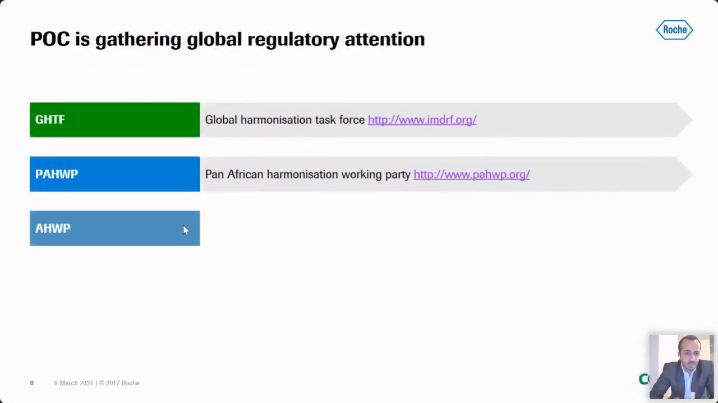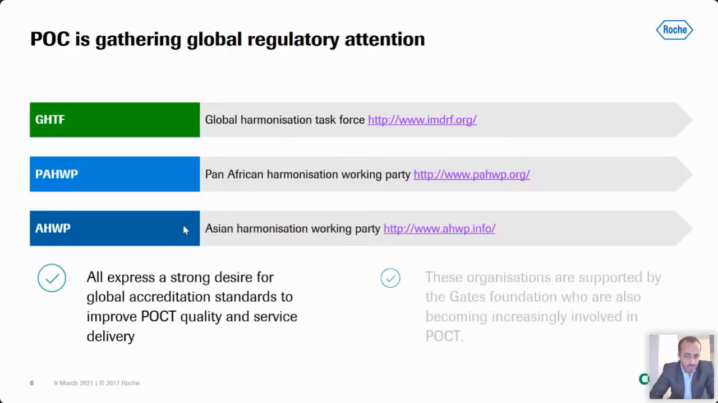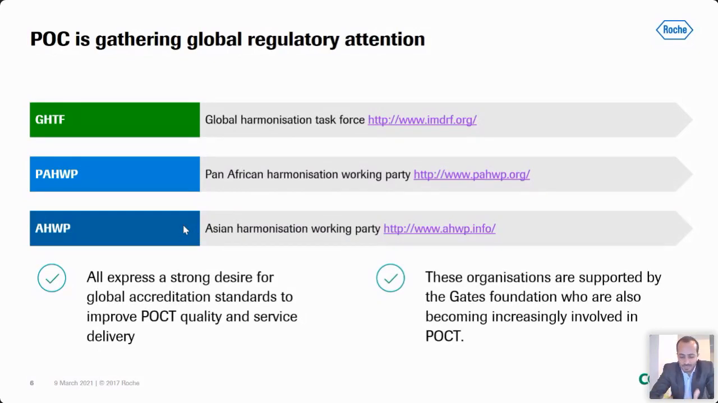So some of the global regulatory attention started focusing more on point of care testing and best practices, starting with the Global Harmonization Task Force, then the Pan-African Harmonization Working Party, as well as the Asian Harmonization Working Party. What we can see as common across all those task forces and parties is a strong desire for global accreditation standards to improve point of care quality and service delivery.